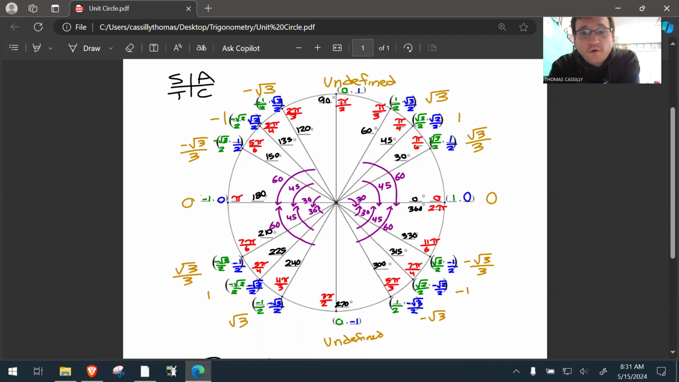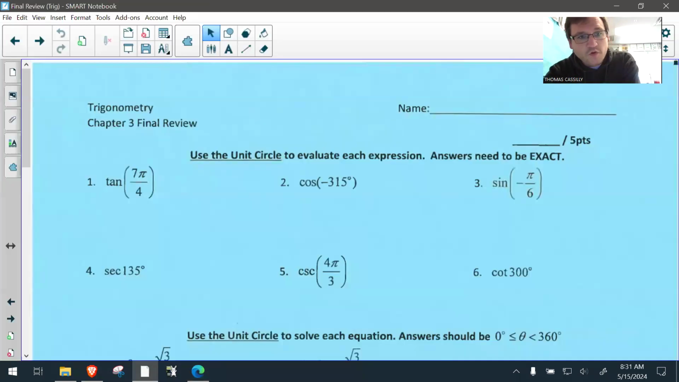So if you don't have it memorized, I personally don't have it memorized. I only have the first quadrant memorized, and then everything else is just a reflection of that. But we're just going to be flipping back and forth on this. So use the unit circle to evaluate each expression.